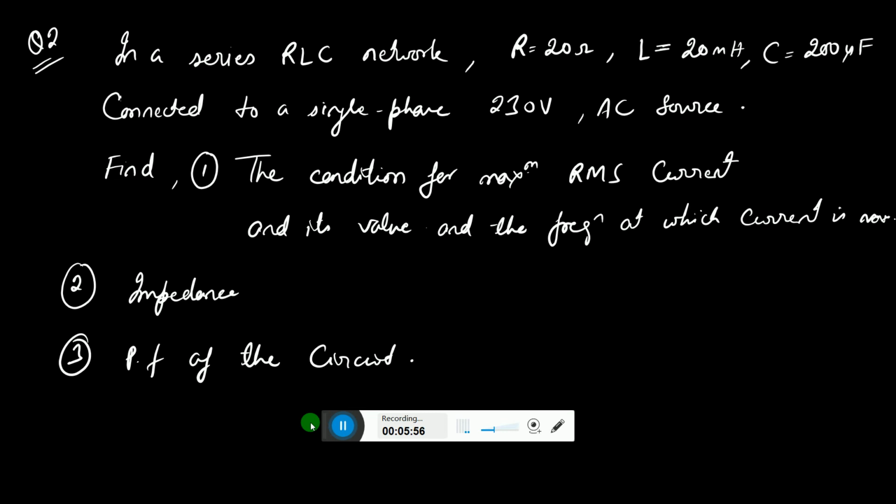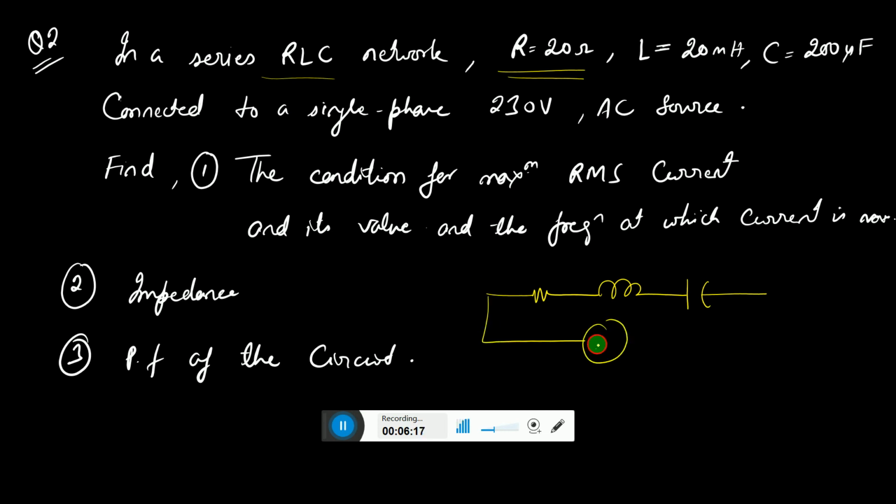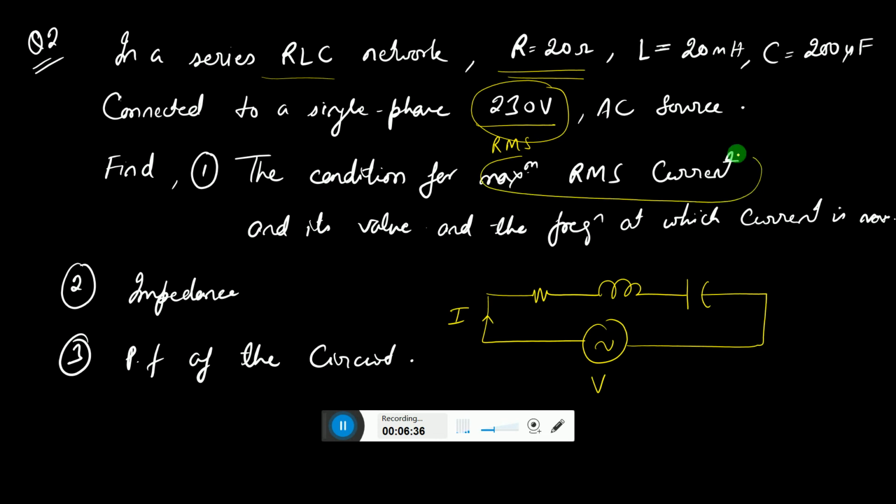Next, now the problem is on a series RLC circuit. The resistance is given, inductance is given, and a capacitance is there, connected in series with a single phase AC supply of 230 volts. Frequency is not given. Now remember the voltage is given as 230 volt, obviously this is an RMS voltage. Now you have been asked the maximum RMS current.